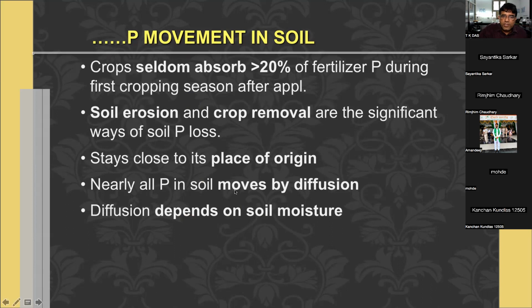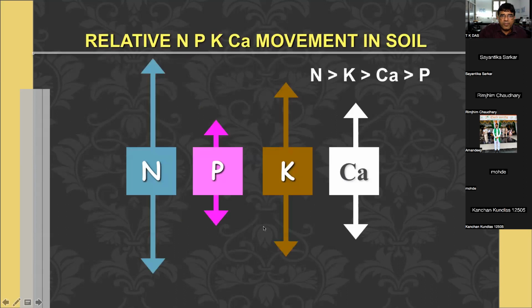Nearly all phosphorus in soil moves by diffusion. Diffusion depends on the soil moisture. Now you see the relative movement of nitrogen, phosphorus, potassium, and calcium. Maximum movement is for nitrogen, followed by potassium, which is more mobile in soil. The third one is calcium and then phosphorus. So it is like this.